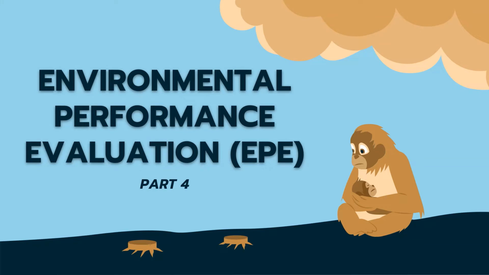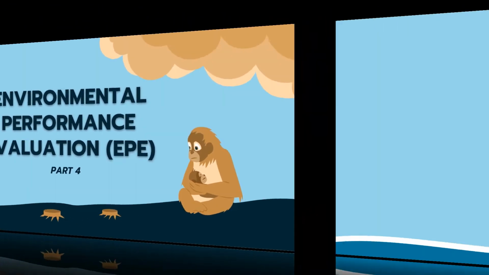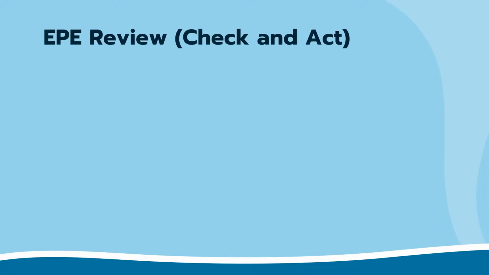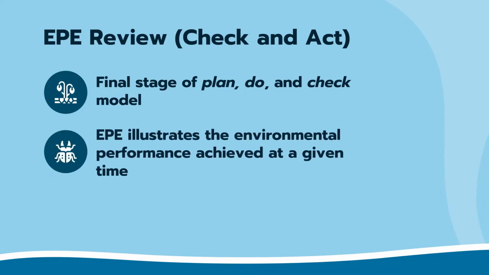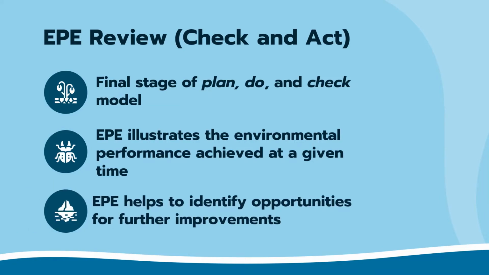Environmental Performance Evaluation Part 4. For the first part, which is EPE review. EPE review is the final stage of the plan, do, and check model. EPE illustrates the environmental performance achieved at a given time, and EPE can also help to identify opportunities for further improvements.